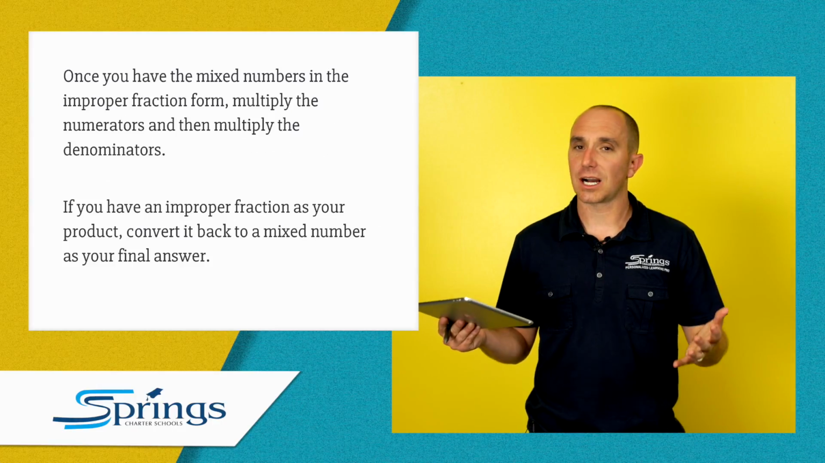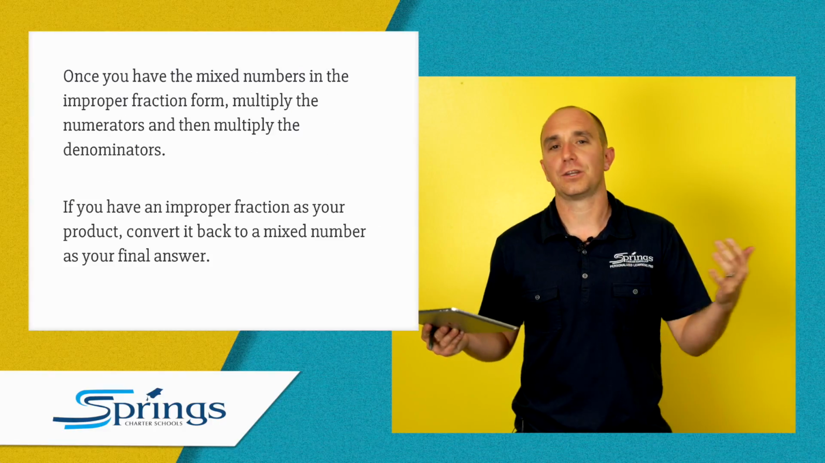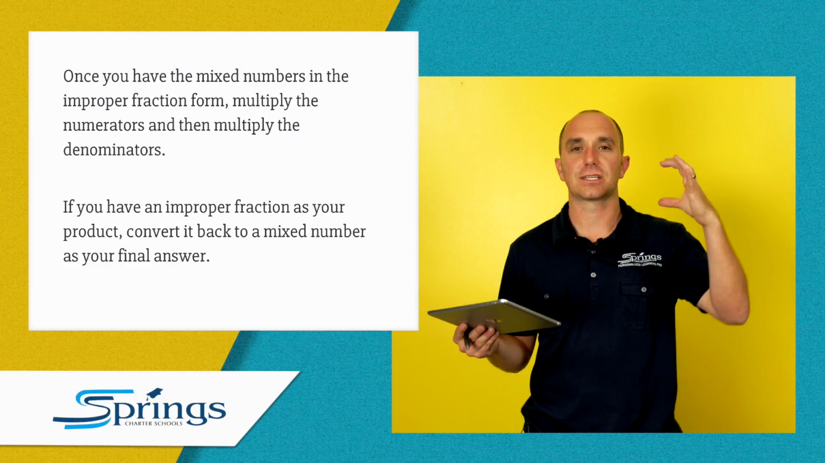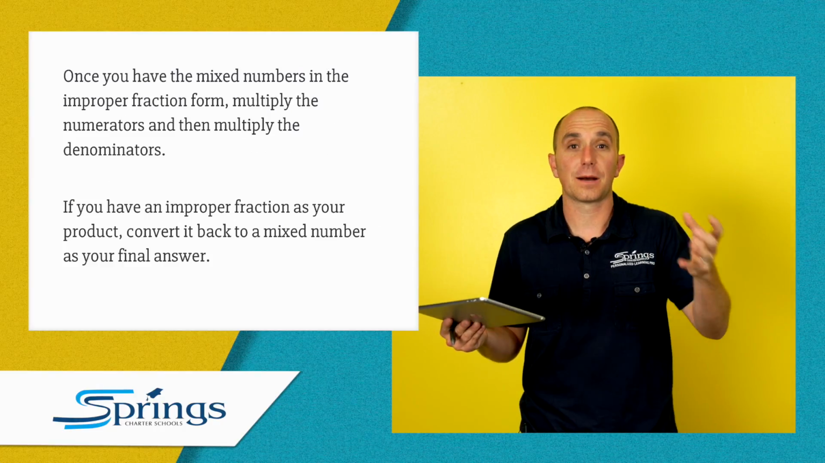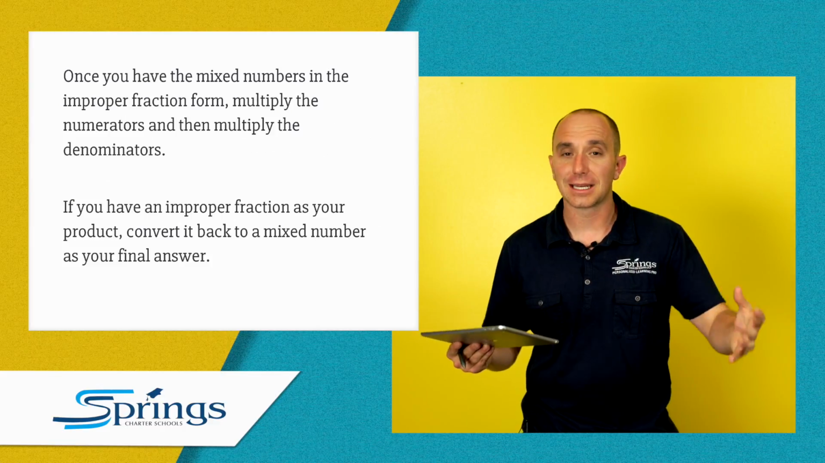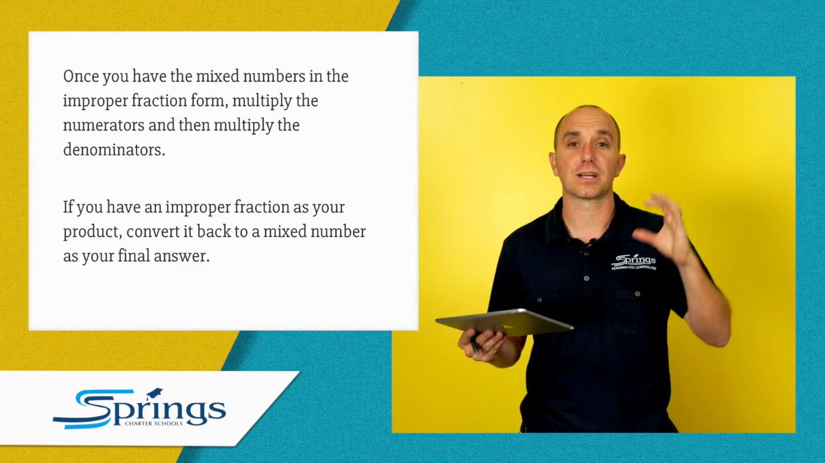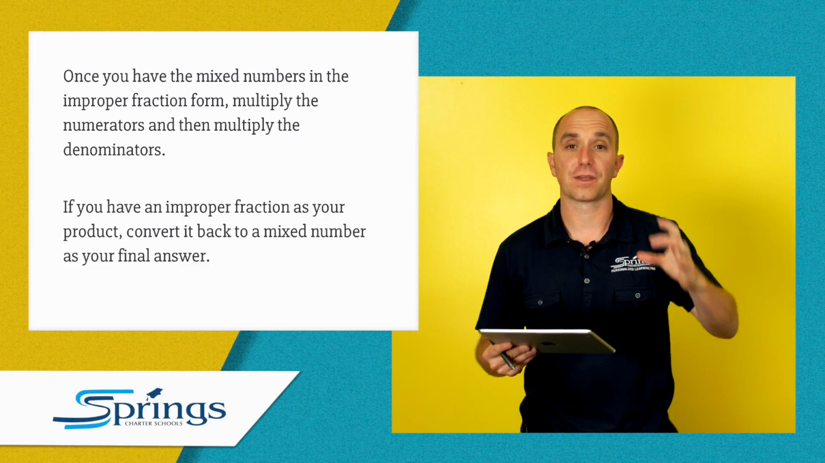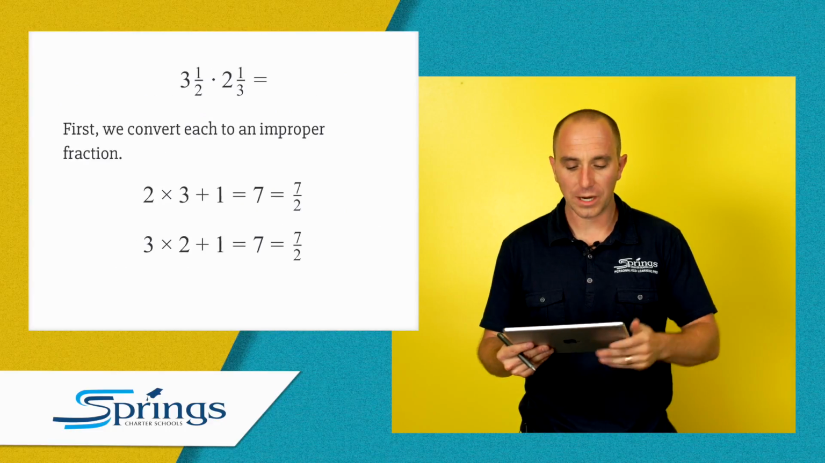Now, as we talked before, once you turn mixed numbers into improper fractions, then you multiply them, you're going to have an improper fraction because the top numbers are going to be bigger on both improper fractions. That's part of being top heavy of an improper fraction. Your numbers on top are going to be larger than the numbers on bottom, so you know you're going to have to convert that back.